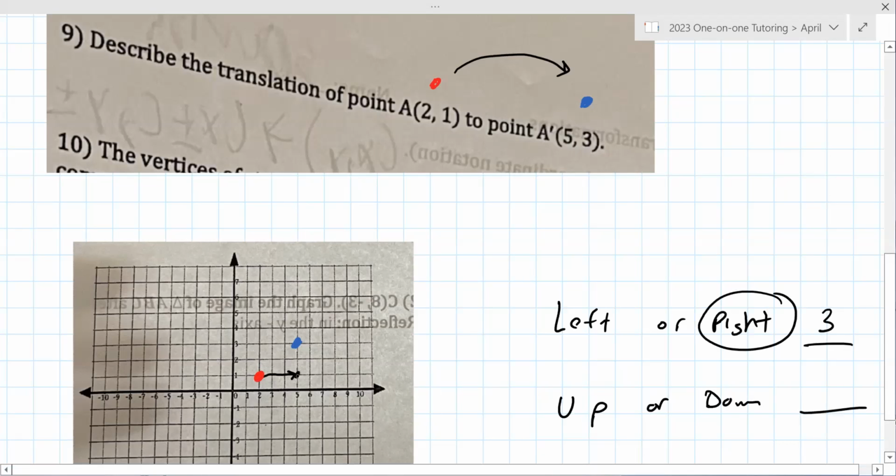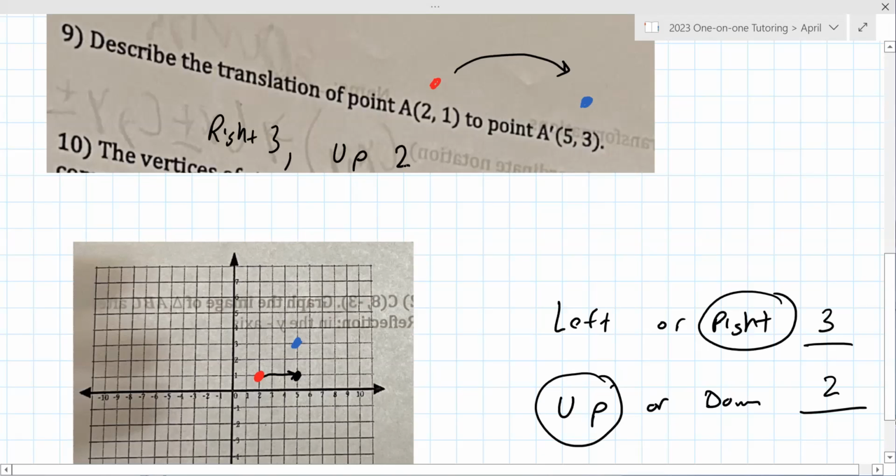So you're right there. You're going up or down. You're going up. Up how many? One, 2 spaces, 1 and 2. Good. So your rule, describe the translation, is you're going right 3, up 2.